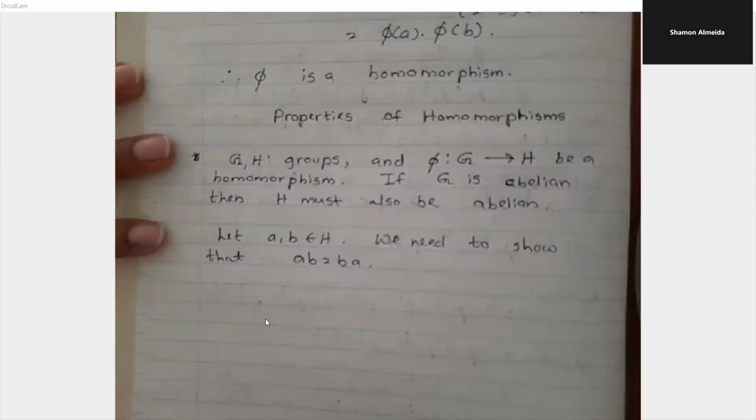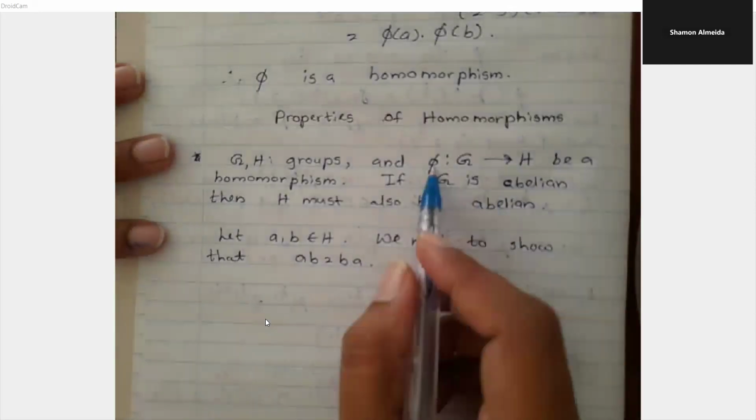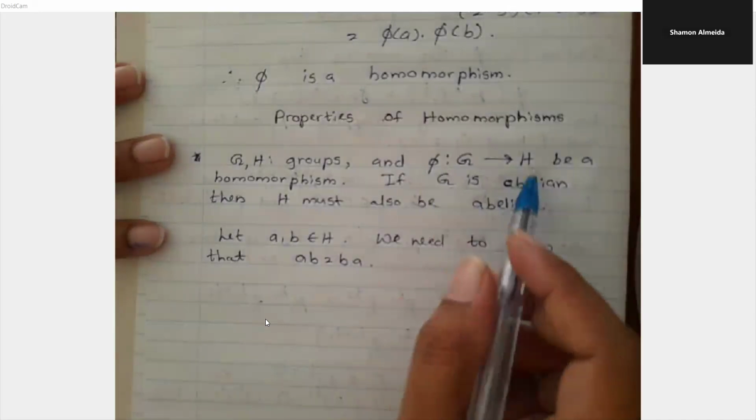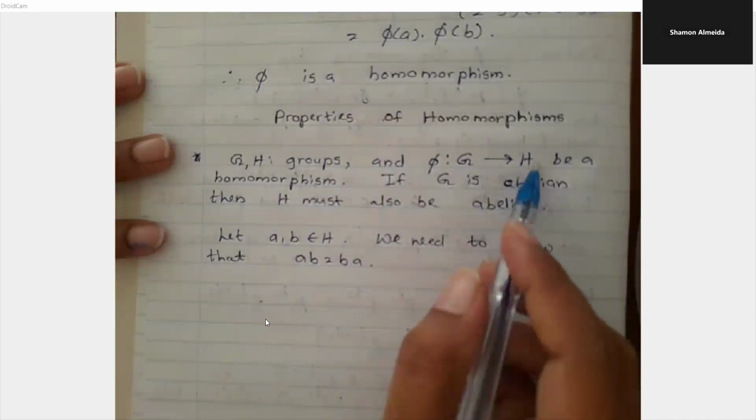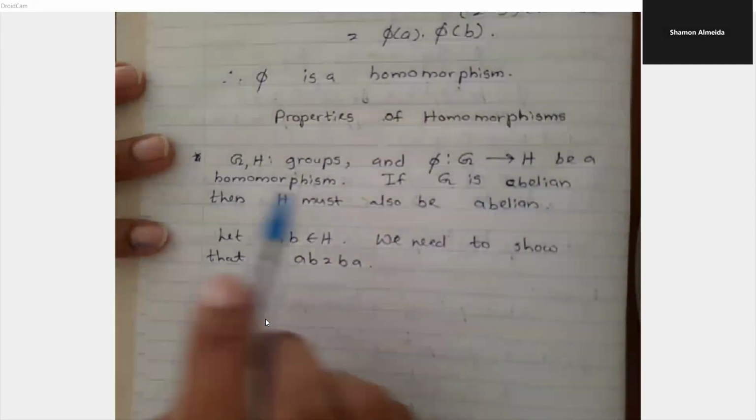Right now, we have to have one condition imposed over phi. This has to be an onto function. For each element in H, there must be a preimage in G, right? So let me put it over here. Be a homomorphism.